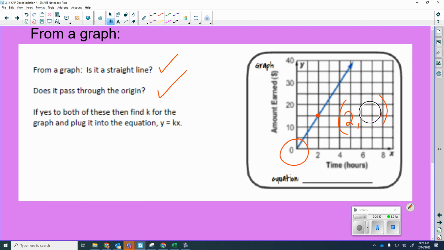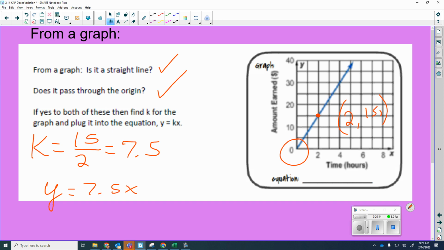I'm sorry, 15. So then K would be 15 over 2, which is 7.5, or we could leave it like this. So y equals 7.5x or 15 over 2x. And it's just that easy.